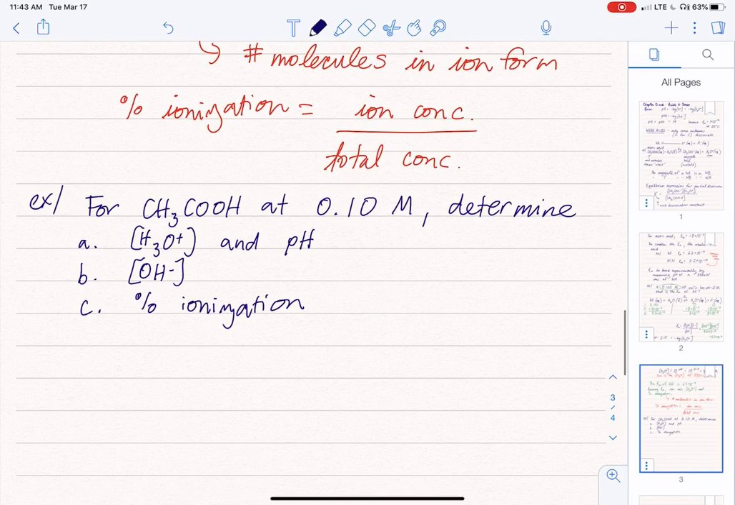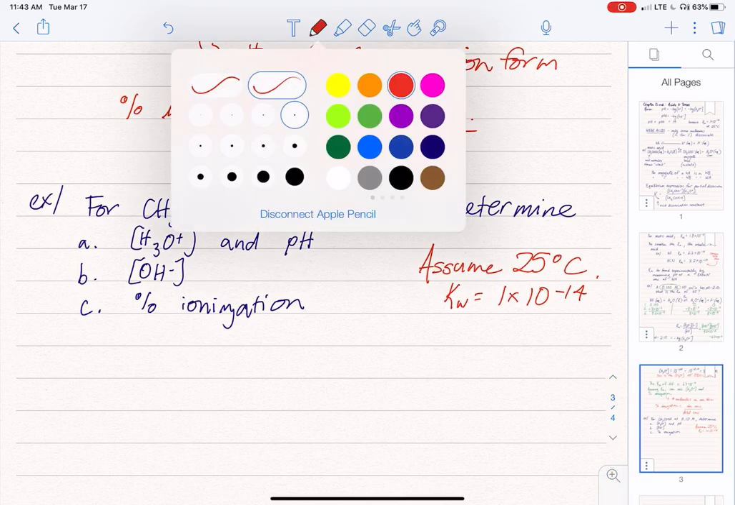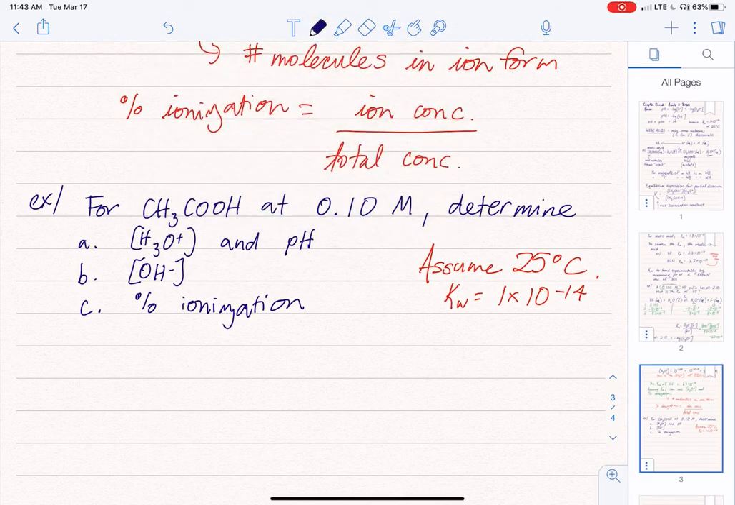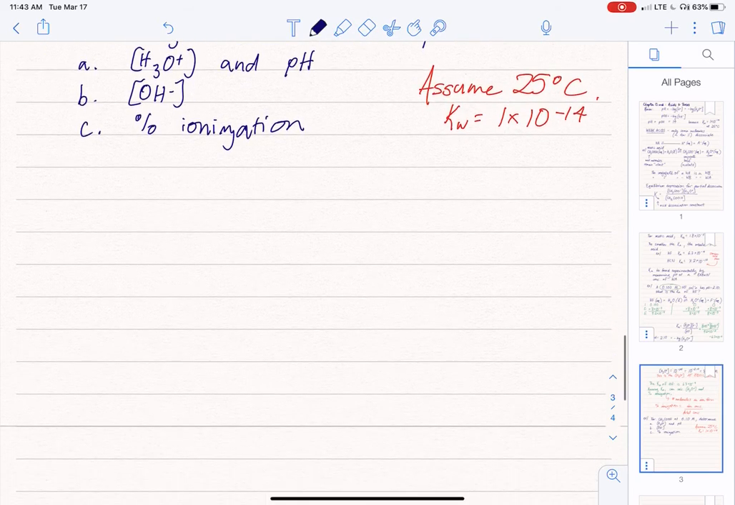Whenever you're given a problem like this, the problem might not say it, but you always want to assume that you are at lab temperature, 25 degrees. The reason we're making that assumption is because at 25 degrees we have the Kw, which you're going to need to do this problem, and the Kw is the ion product constant for water, and that's 1 times 10 to the minus 14. So let's tackle this problem little by little.